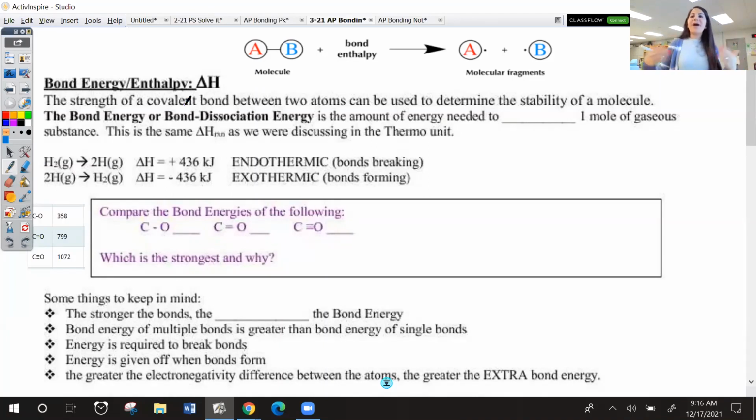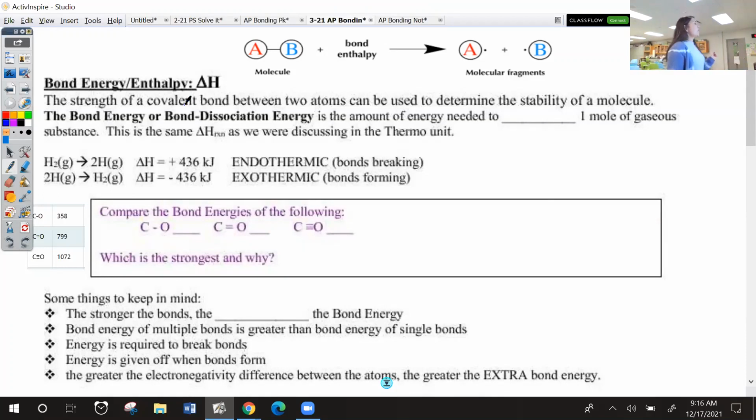Okay, so we talk about IMFs, intermolecular forces. That's not what we're talking about here. So we're not talking about the energy it's going to take to separate, for example, two water molecules to turn it from a liquid into a gas. That's not what we're doing. We're actually breaking a bond.